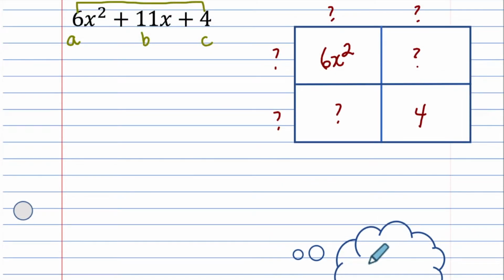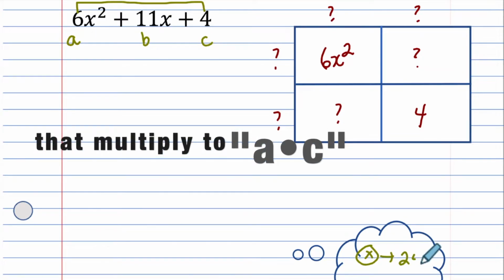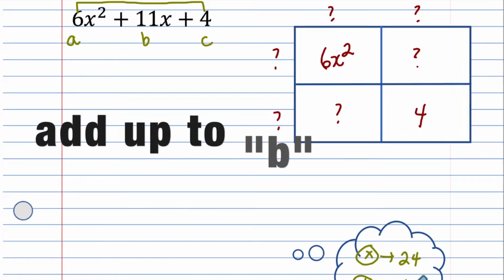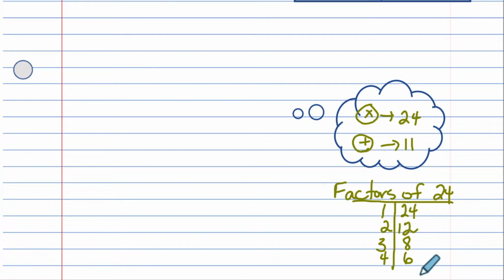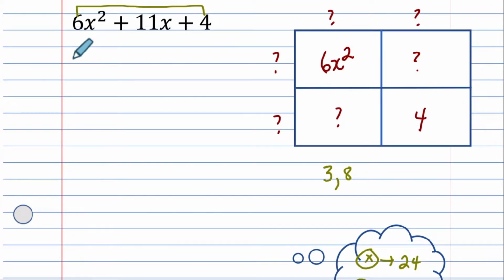In our little thinking bubble, we want to find two numbers now that multiply to 24, not just the 4, and add up to 11. Do any of these combine to make 11? Possibly 3 and 8. 3 and 8 are the numbers because they multiply to 24 and add to 11. What we do then is we write out the 6x squared and we split this 11x into a positive 8x and a positive 3x, and we leave the 4.